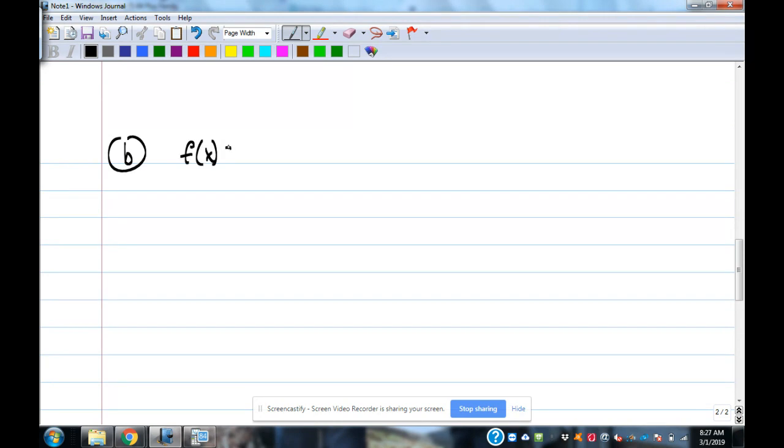F of x is equal to 6x squared plus 9x over 3x minus 2. So a fairly simple one, but it has some key characteristics here that we're looking for. First thing that we should do, find the domain.